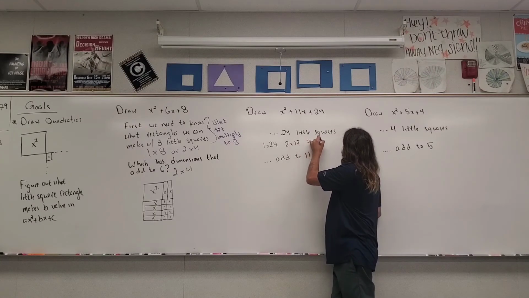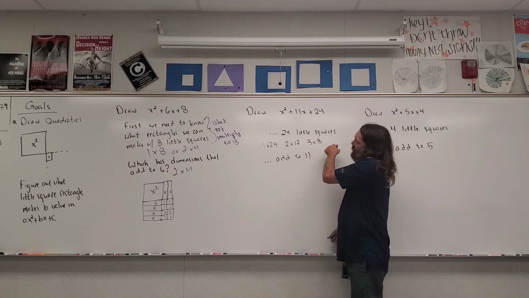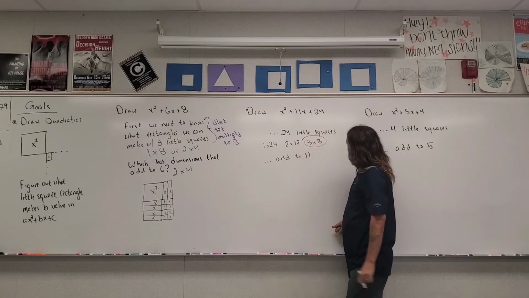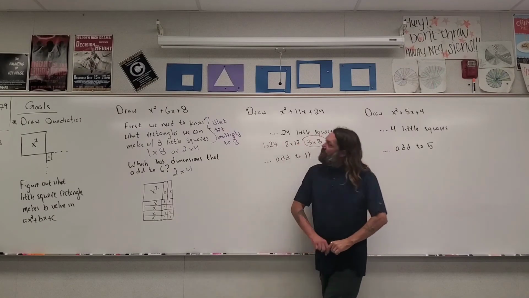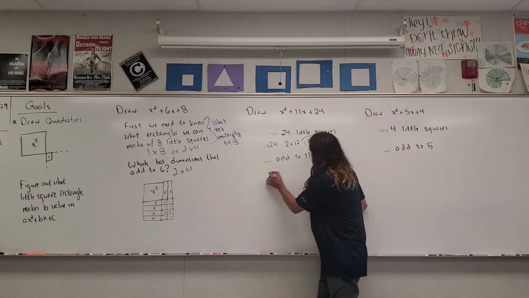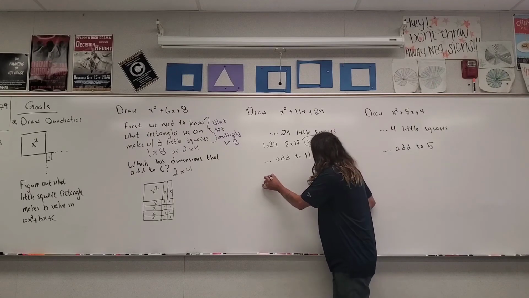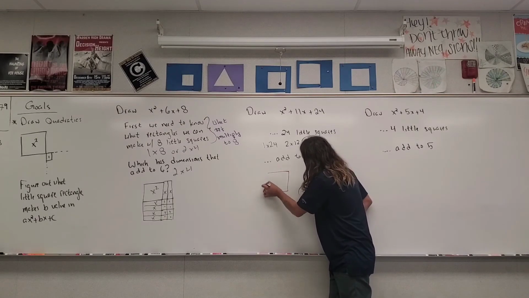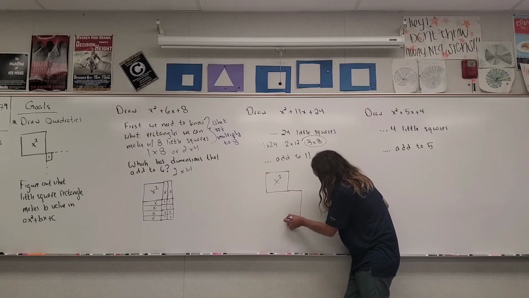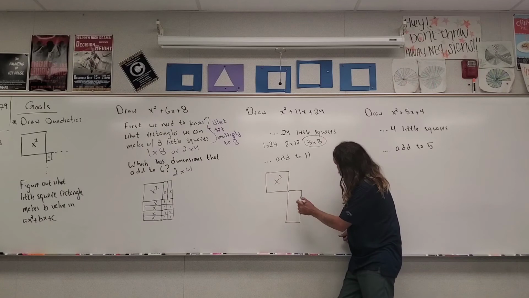3 times 8. That's what I need. There's another one, but I stop when I get what I need. So we need a 3 by 8 little rectangle, and then we can extend the sides up to draw a quadratic. So again, it's going to be a 3 by 8. I'm going to draw my x squared, and off the bottom right corner, I'm going to draw my 3 by 8. It could have been drawn rotated.